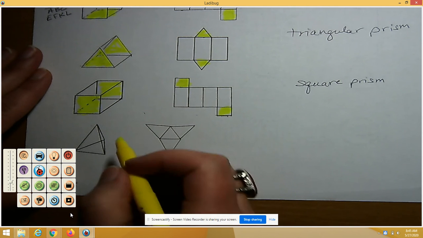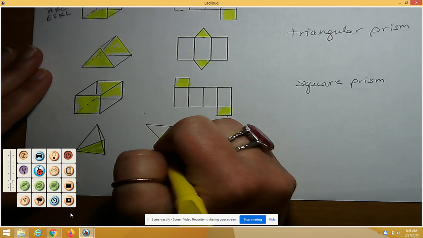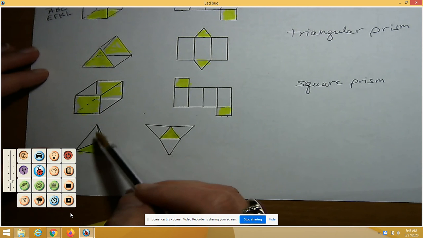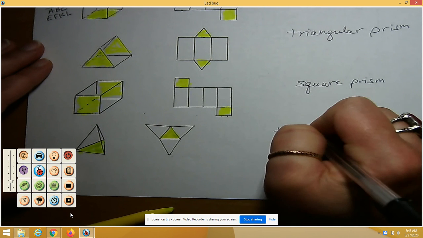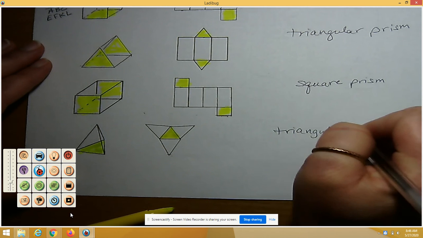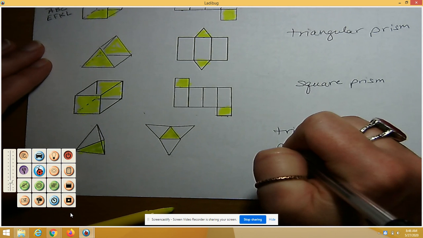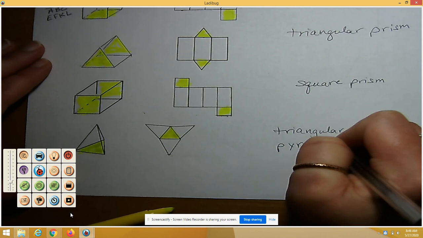Right here we have one base, and then three lateral faces going up and down. So this is a triangular base. It's a triangular pyramid. And I have a hard time spelling pyramid. P-Y-R-A-M-I-D. I always have a hard time with that one.